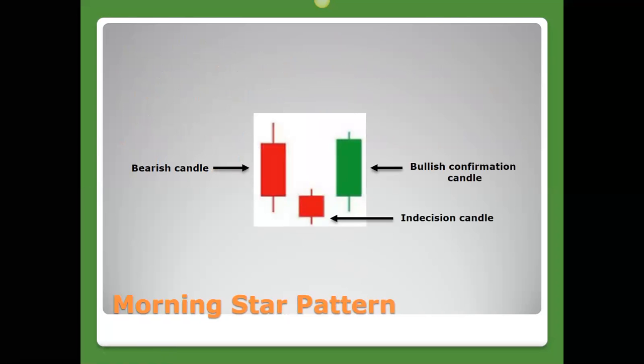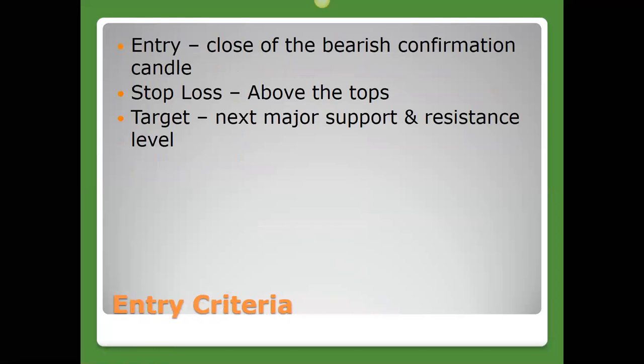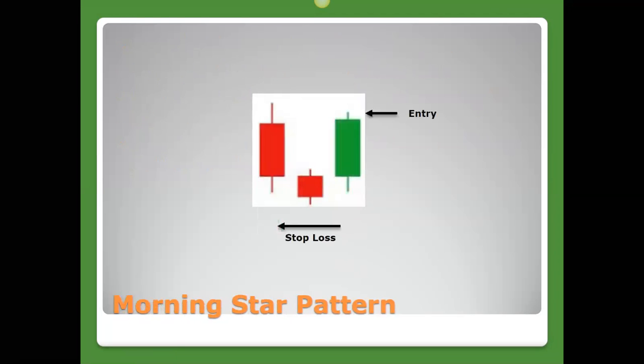Okay, here we go. That's our Morningstar pattern. So now let's take a look at how we enter this trade. First thing we're looking for would be the close of a bearish confirmation candle. Then we have our stop. Oh, that's not quite correct. That's for evening star. Here's our morning star. So we're looking for first a bearish candle, then our indecision candle, and a long confirmation candle.